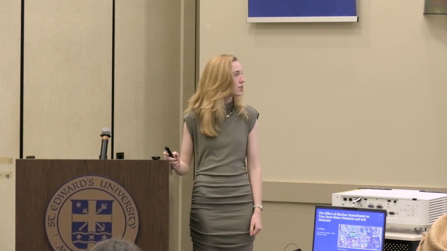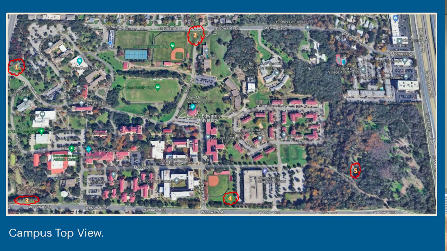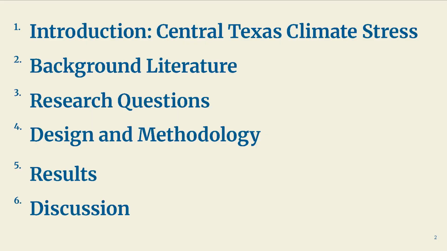I have done some research with the Environmental Biology and Climate Change Department, and I have decided to look at the effect of biochar amendment on cedar elm hydration and water potential and soil moisture because of that. So I've included a campus map here. I don't know if we can see it, it's sort of indistinct, but there's some red squiggles around the campus plots that I was studying here. There's 5 on-campus plots. I only looked at 4 of them, but we'll get into that a little bit later. That's just where they're spaced out around campus.